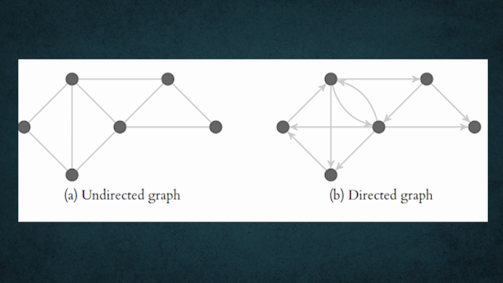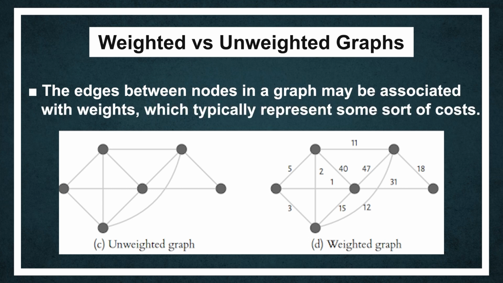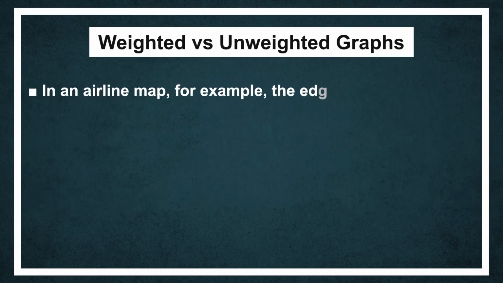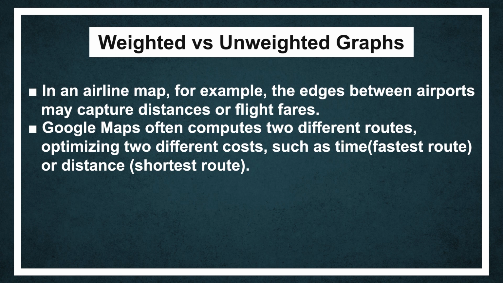of a gene A. So, the next category of graph is weighted versus unweighted graphs. The edge between nodes in a graph may be associated with a weight, which typically represents some sort of cost, as shown in figures C and D. In an airline map, for example, the edges between airports may capture distance or flight fares. Google Maps often computes two different routes, optimizing two different costs such as time or distance.